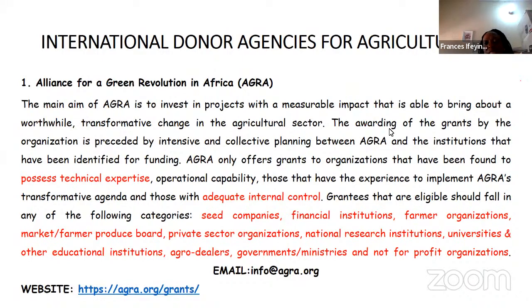So grantees that are eligible should fall into any of the following categories: seed companies, financial institutions, farmer organizations, markets, farmer produce boards, private sector organizations, national research institutions, universities and other educational institutions, agro dealers, governments, ministries, and not-for-profit organizations. We move to the next.